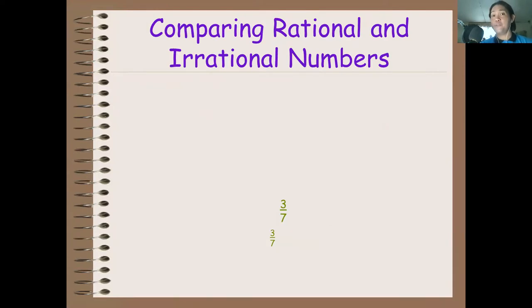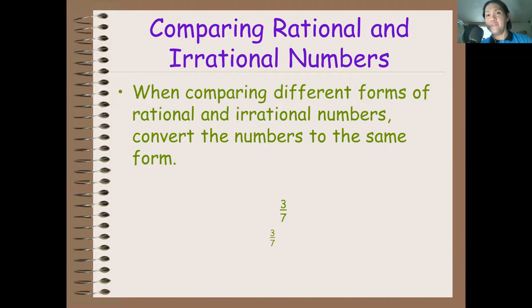So now let's try to compare rational and irrational numbers. When comparing different forms of rational and irrational numbers, convert the numbers to the same form. So that it will be easier for us to order or compare them, it's very important to write them in the same form if their forms are different. Is it possible? Yes, it is.